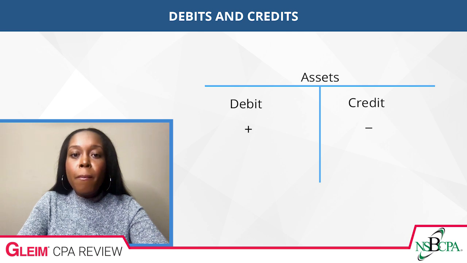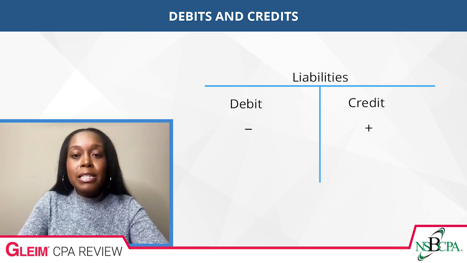The normal balance side for assets is the left or debit side. To make an asset increase, for example, when you receive cash, you will debit the asset. Each time you receive cash, it is a debit to cash. To make an asset decrease or go down, for example, when you pay cash, you credit the asset.